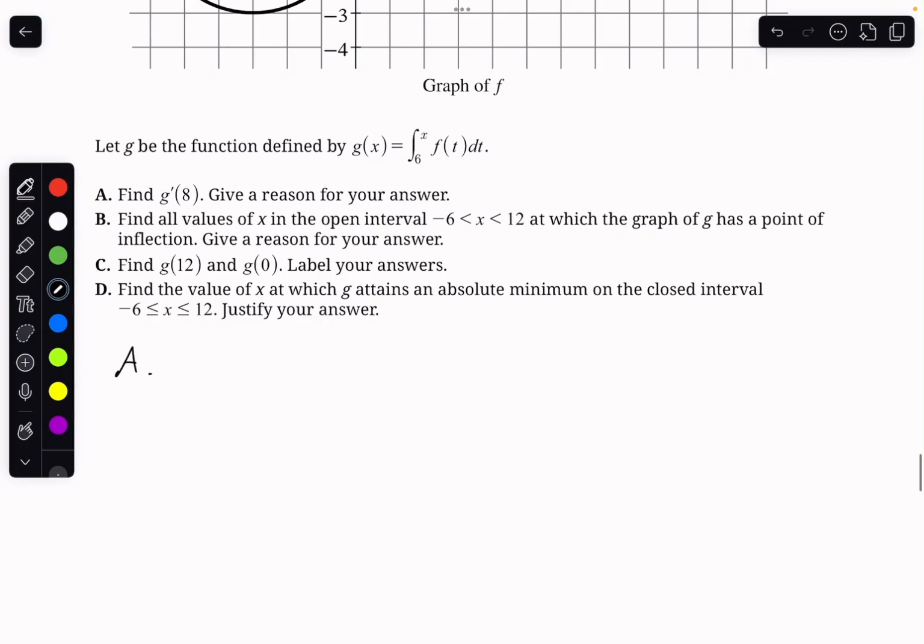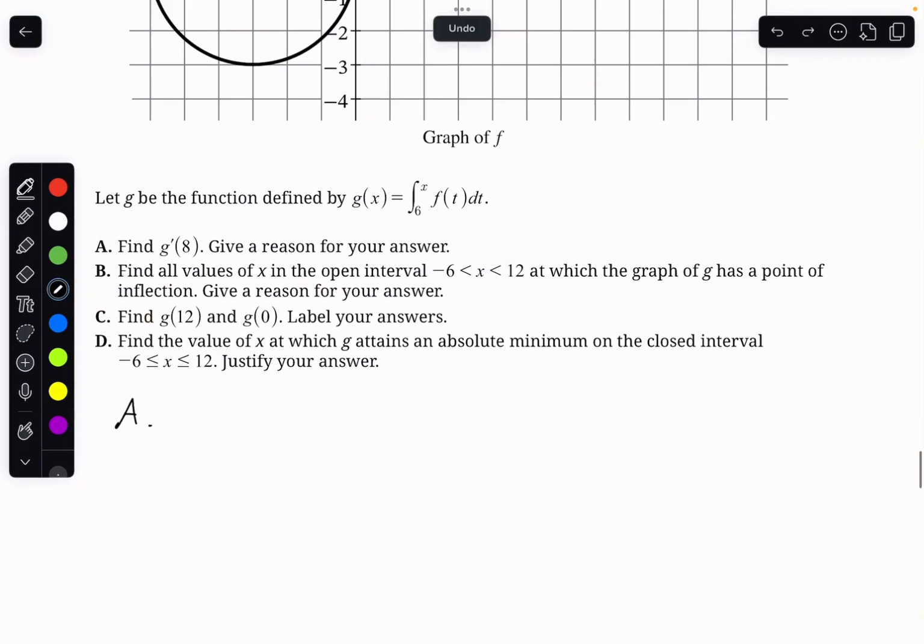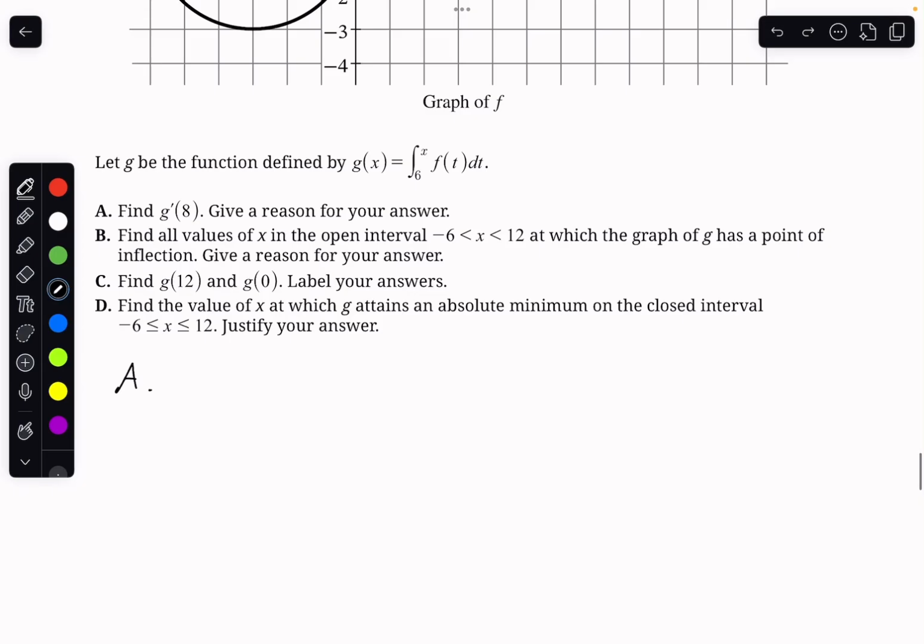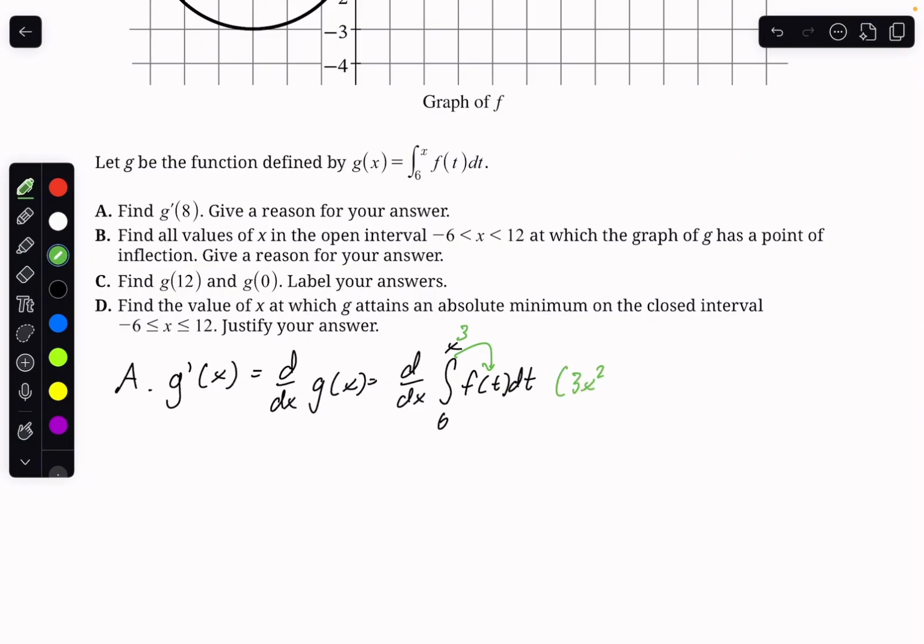So, part A. First off, before we find g prime of 8, let's find g prime of x itself. It can't be too bad. g prime of x is d/dx of g of x, which is equal to d/dx of the integral from 6 to x of f of t dt. Now, this 6 does not matter. If the upper bound were x cubed, we would plug that into f, so it would be f of x cubed multiplied by 3x squared, the derivative of x cubed, because the derivative relies on the chain rule on the bounds. But because this is x, the derivative of x is just 1, which means the d/dx of the integral from 6 to x of f of t dt is just equal to f of x.